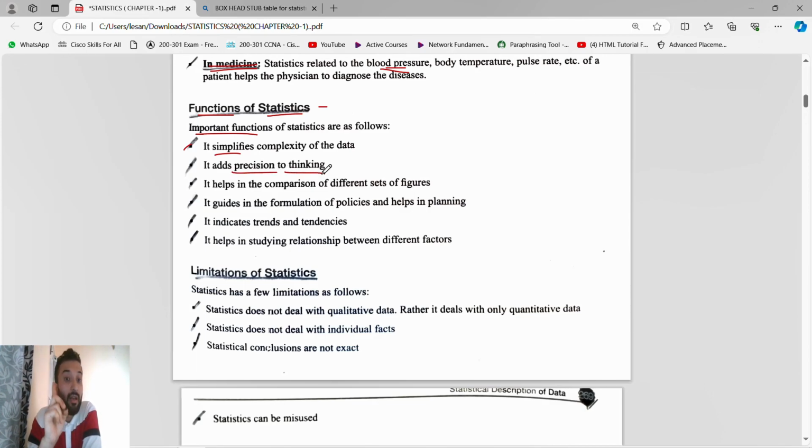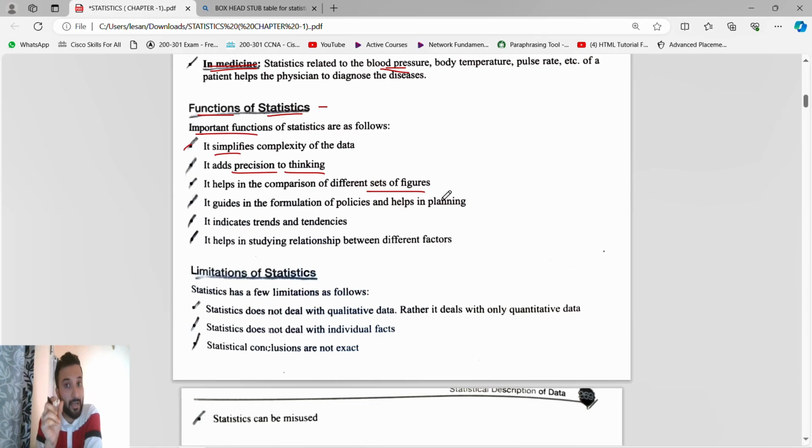Precision means nearest, right? It's not the accurate value. It helps in comparison of different sets of figures. Obviously we can compare the data of, suppose, 2000 and then 2010, like that we can compare by the collection, presentation, analysis and the interpretation.